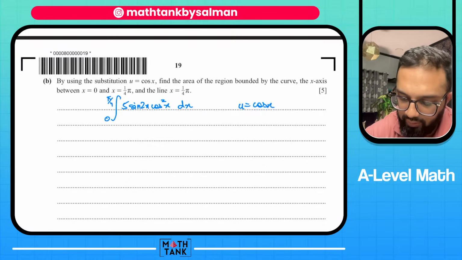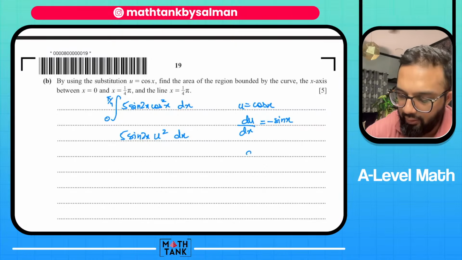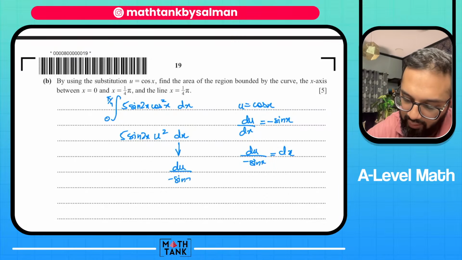So you do the immediate substitution first. You write u squared dx by sine 2x. Then you try to replace dx by differentiating your substitution, and you get du over minus sine x. Surprisingly, nothing happens here, so you end up applying the identity for sine 2x, and that's 2 sine x cos x. That helps you cancel out a little.